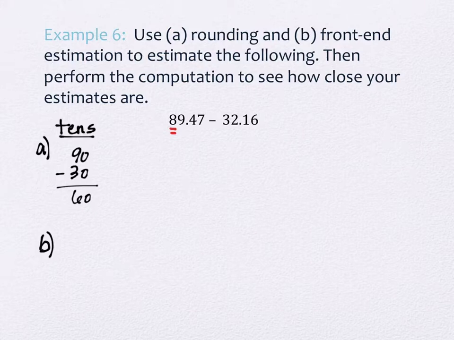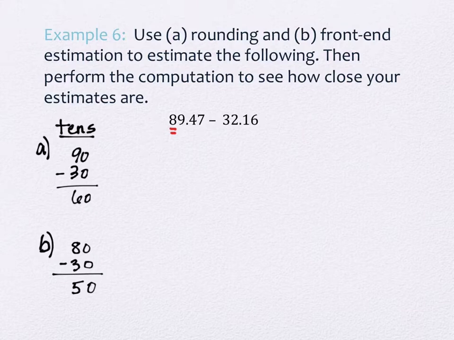So 89 and 47 hundredths would actually just be 80. That's front-end estimation. You keep the first digit, and everything else after it becomes 0. And then your 32 with its change would still be 30, because you keep the 3 and zero everything else out. So 80 minus 30 would be 50. Clearly, those two estimates aren't the same. They're both estimates, and both reasonable, but they're found in different ways.